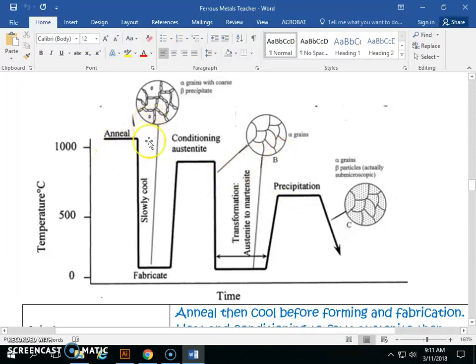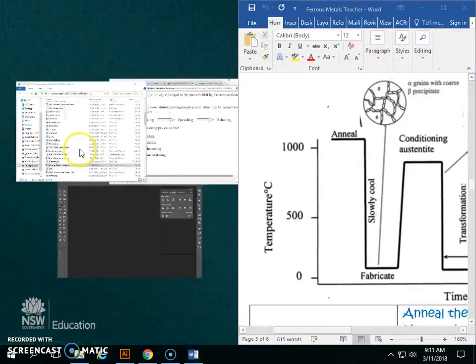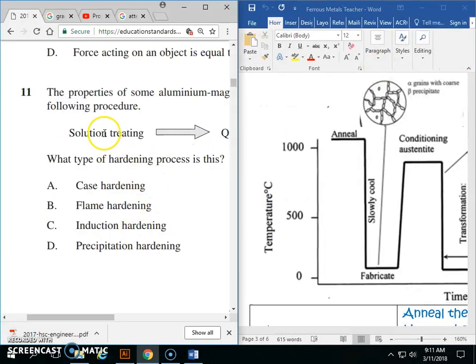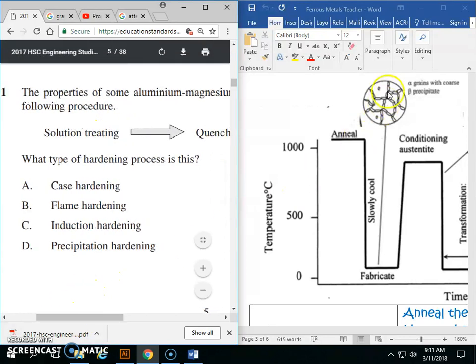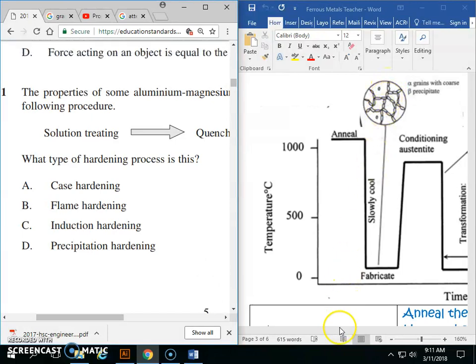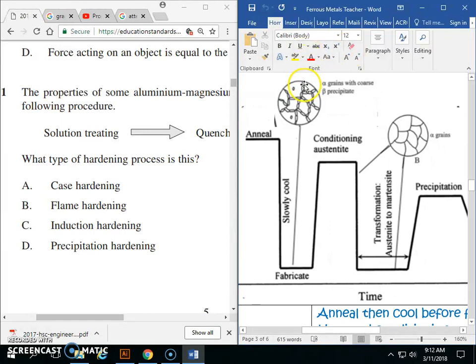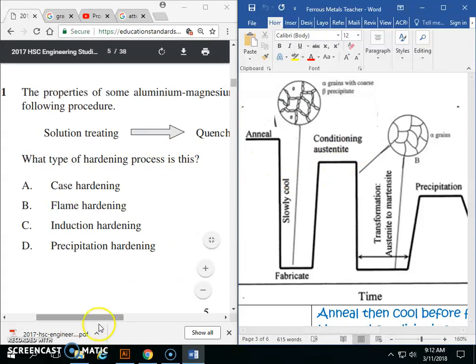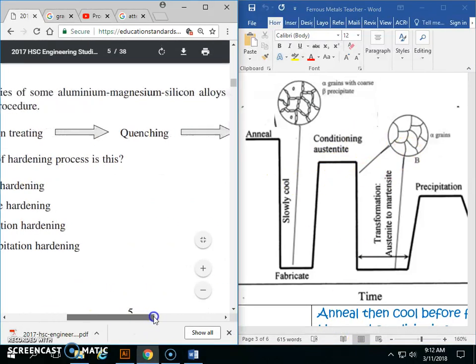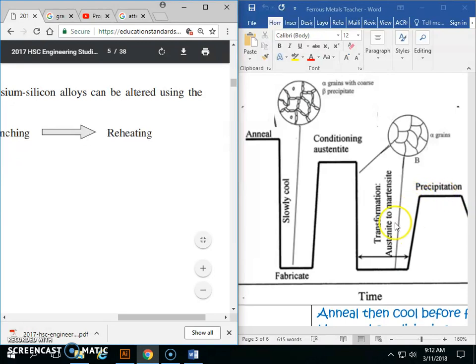But what happens is, well, let's go back to the question. Let's have a look. So we have solution treating. What that means is that we're going to see these little grains of beta and we're going to get them dissolved. At the moment we have the solute, the part that's not dissolved, and then we're going to have that be completely dissolved by increasing the temperature. It's called conditioning. Solution treating is conditioning. Then we quench quickly, and then we reheat, and we age it.